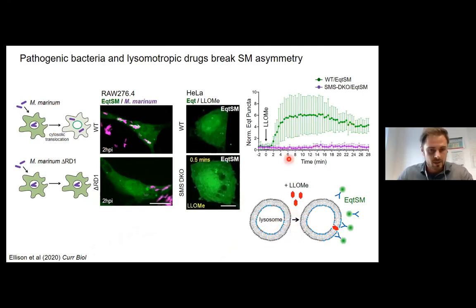LLOMe treatment of HeLa wild-type cells expressing the equinotoxin leads, as you can see, to a massive recruitment of the probe to damaged lysosomes. However, there was only minor recruitment in cells lacking an intact sphingomyelin biosynthetic pathway due to a double knockout in the sphingomyelin synthase 1 and 2, here in my presentation always referred to as SMS double knockout. This also serves as a good control for the specificity of the equinotoxin probe.